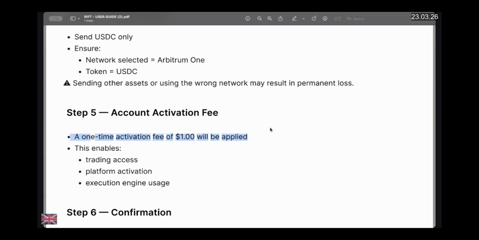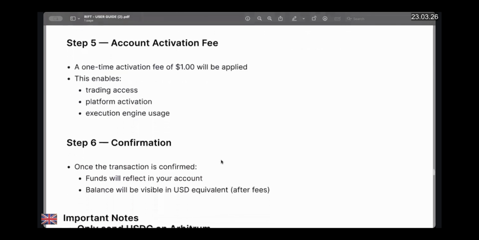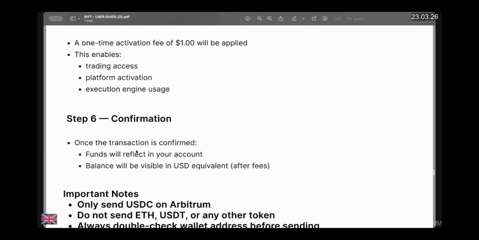You don't have to pay it twice or again after it, even after 1 year, not a problem. This enables your trading access, platform activation, and execution engine usage. So your self-custodial ERC4337 wallet gets activated when you pay a $1 fee. You can deposit $1 and activate your wallet first, and then deposit the rest to trade. You can do both. Once the deposit is confirmed, funds will reflect in your account. Balance will be shown in USD equivalent after the fee.